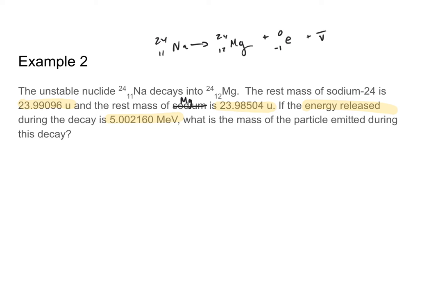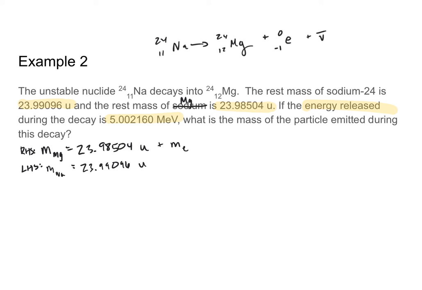So we're going to start by figuring out the total mass of the right-hand side of the equation. On the right-hand side, I have my magnesium, and the mass of my magnesium is 23.98504 U. And that is going to get added to some sort of mystery mass, the mass of our electron. So that's the right-hand side. The left-hand side of our equation is the mass of sodium 24, so M_Na, which is 23.99096 U, and that's the whole left-hand side of my equation.